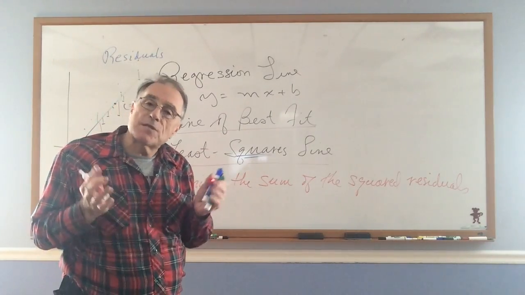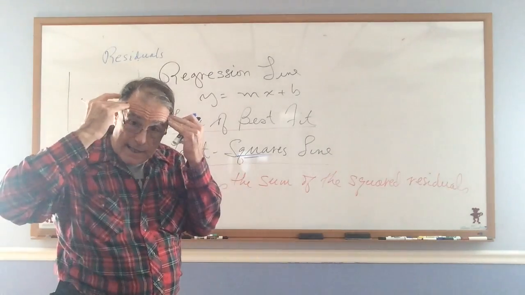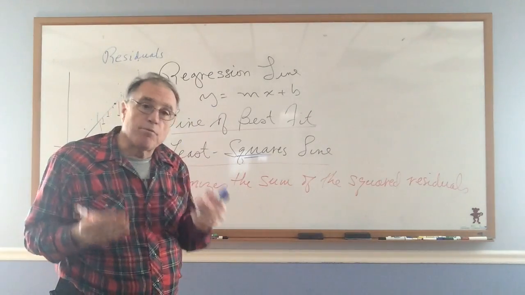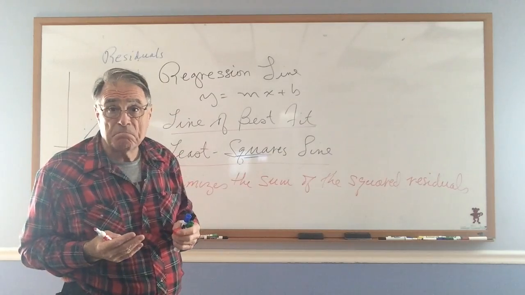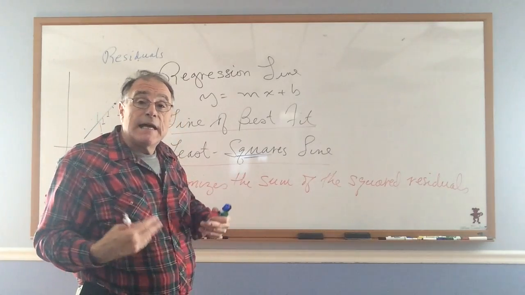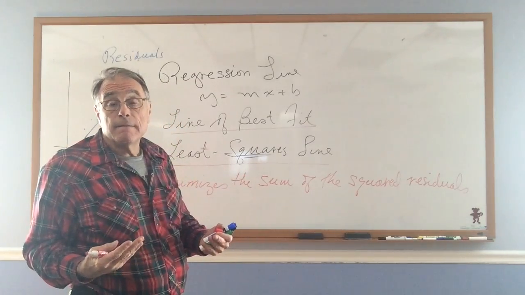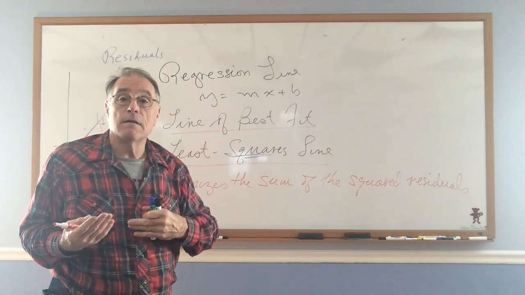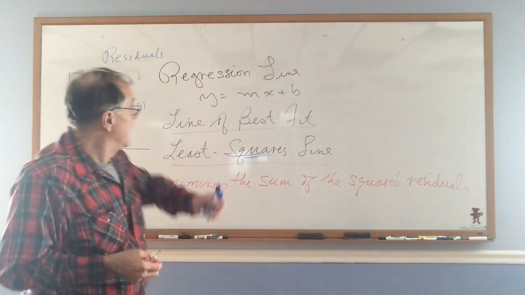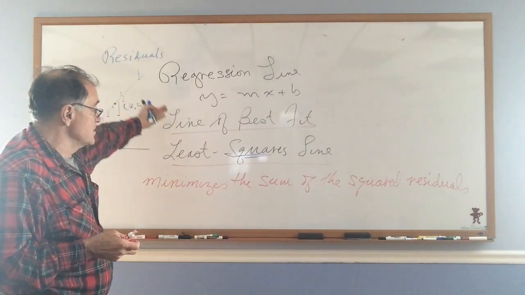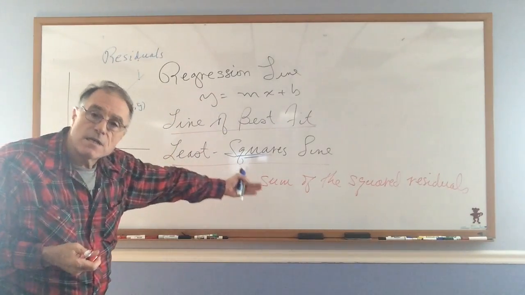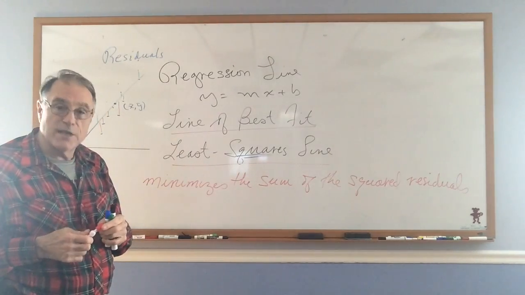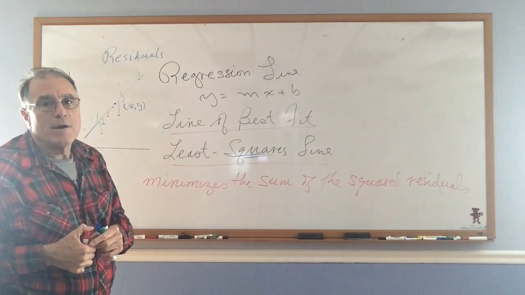I hope this helps clear up and clarify in your mind the process of linear regression, what is involved in finding that line, and the meaning behind the term best fit line, least squares line, and the idea of residuals and minimized sum of squared residuals. Hope this helps.